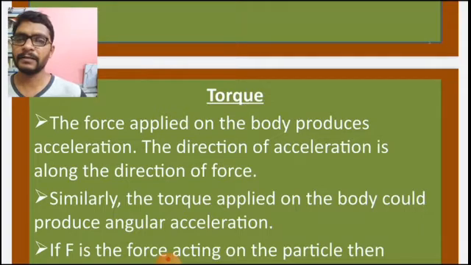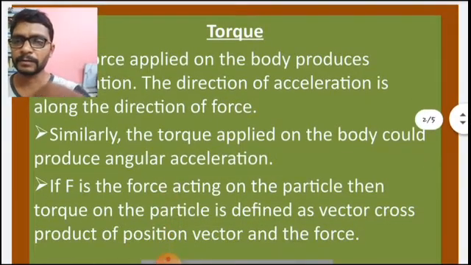But if you take a body which is in rotatory motion, similarly, the torque applied on the body could produce angular acceleration. You know that torque is represented by the symbol tau, which produces angular acceleration. How do we represent angular acceleration? In the previous class I showed different relations. Angular acceleration is represented by alpha, right? Okay, now let us move on.